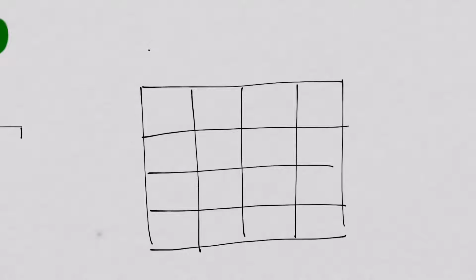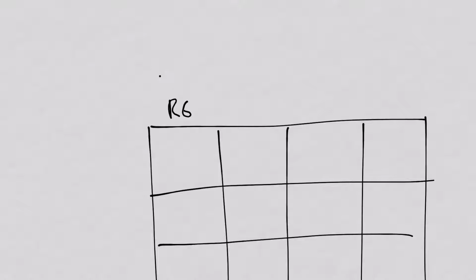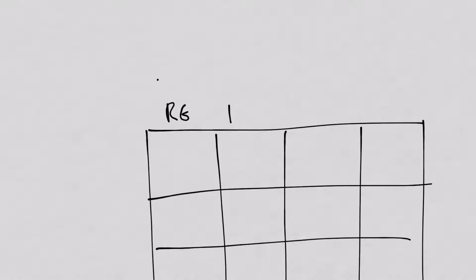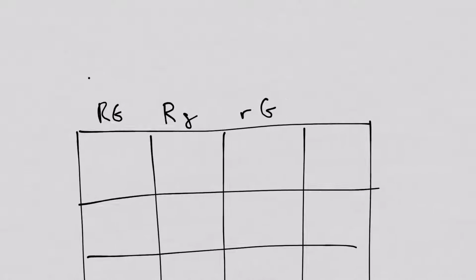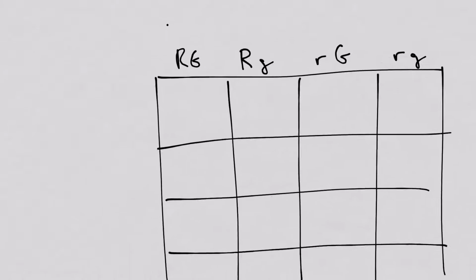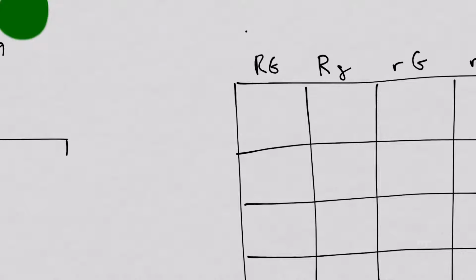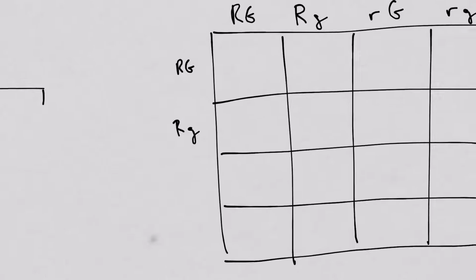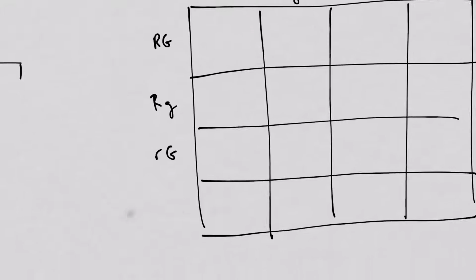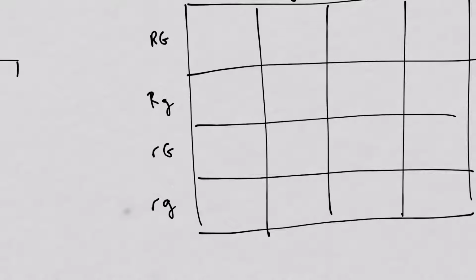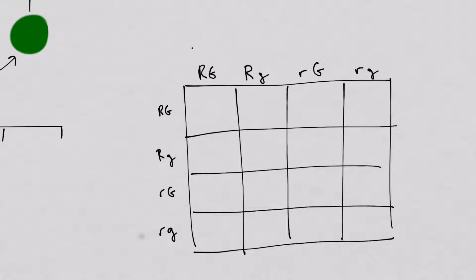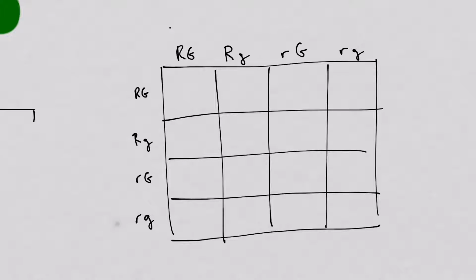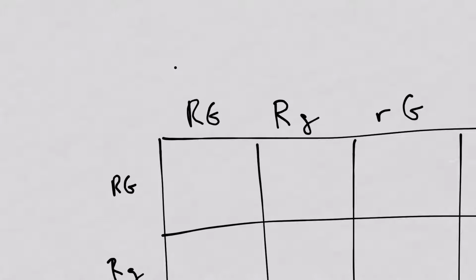Okay, so that means RG is a possibility. Big R, little g, little r, big G, and little r, little g. All equally likely, and then the same thing down the side: big R, big G, big R, little g, little r, big G, and little r, little g. Okay, so now this is the really annoying part. We fill in the Punnett square. Okay, so here we go.